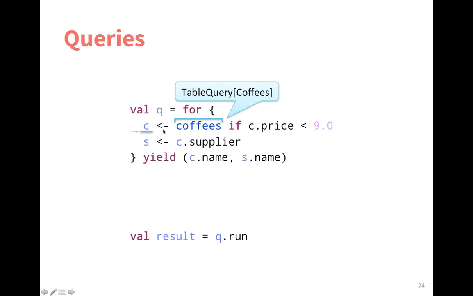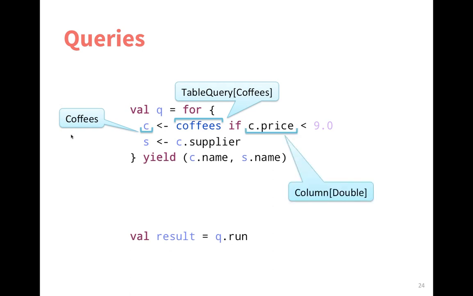We draw something out, and this value C is of course of type coffees, not surprising here. And coffees, that's our table row class. It's not coffee, the client-side thing, it's coffees, the table row class. So C.price is a column of double because we defined it that way in the table row class.